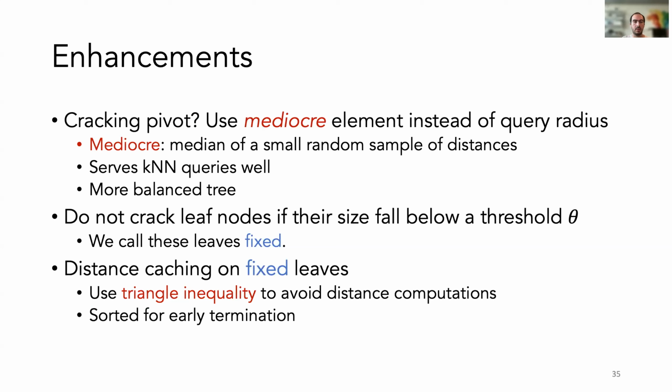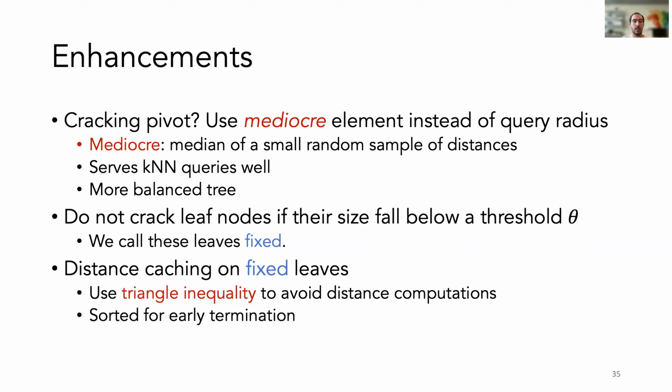We also noticed that our default algorithm is cracking leaves unconditionally. However, leaves that contain few objects are not worth cracking. In practice, they increase the tree height without offering a significant pruning advantage. To fix that, we stop cracking leaves if their size falls below a threshold. We call these leaves fixed.